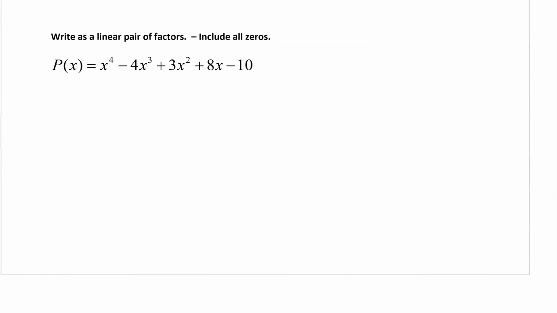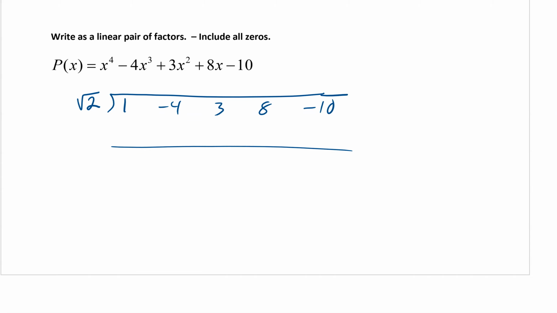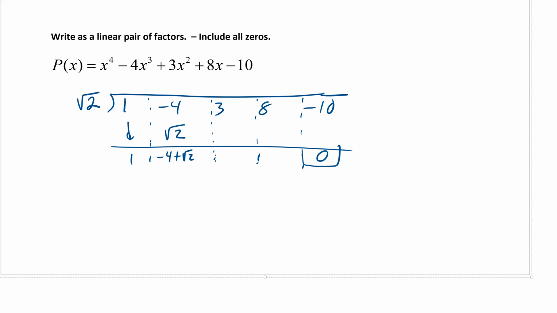So we know that square root of 2 is a 0. So we do 1, -4, 3, 8, and -10. And we hope that this works perfectly and gives us 0 at the end. And if it doesn't, it's not square root of 2. So that's 1 square root of 2. That would give us -4 plus square root of 2. So it's like doing the imaginary. So I'm going to put my little dots here, the complex numbers, and then we're going to multiply again.